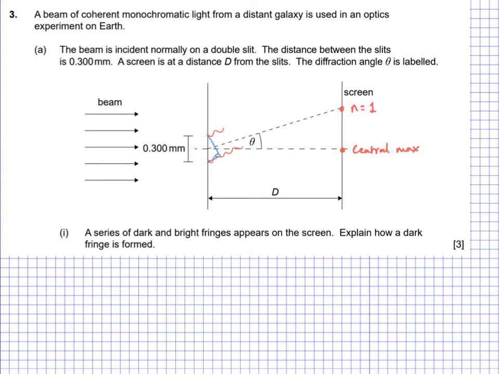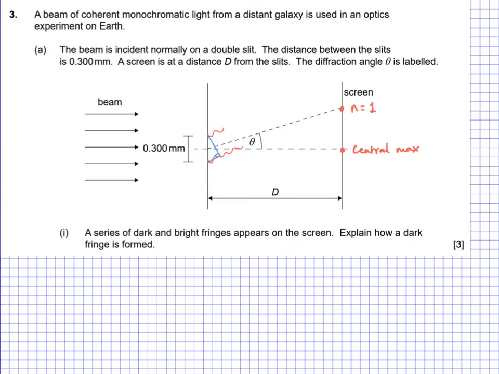We have a gap between the slits of 0.3 millimeters. And the screen with which we're able to see this interference pattern is at a distance d from the double slits, or from the slits. And we've got a diffraction angle. So obviously we're going to be using some calculations to get some values, but I wanted to just spend a little bit of time here on part 1, where we have to do a little qualitative analysis.